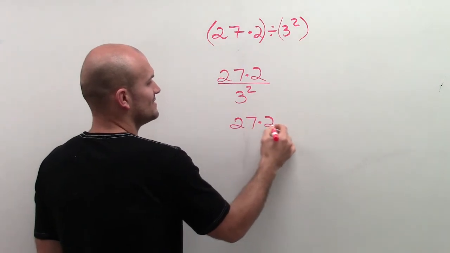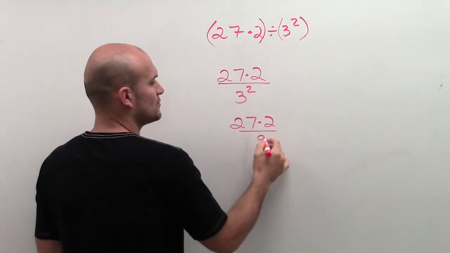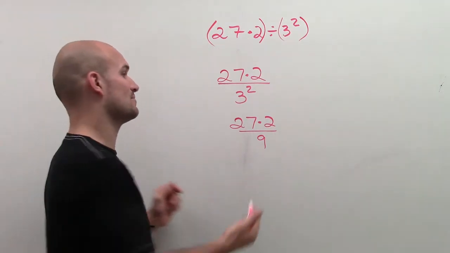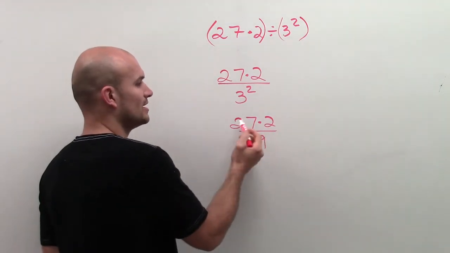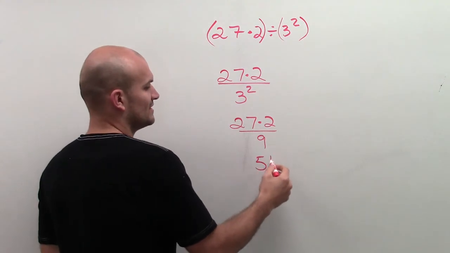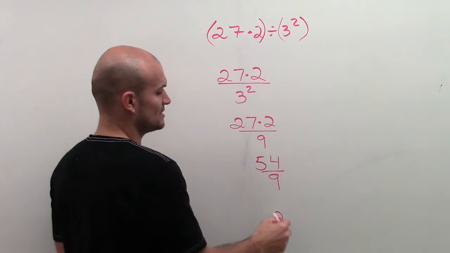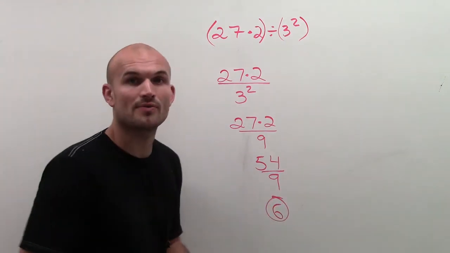So I'd have 27 times 2 divided by 3 squared, which is 9. But since I changed it to this way, it actually doesn't matter which. If I multiply the numerator, 27 times 2 is 54. So now I have 54 divided by 9, which is 6. So there you go, ladies and gentlemen.